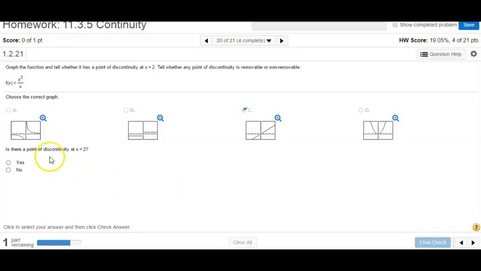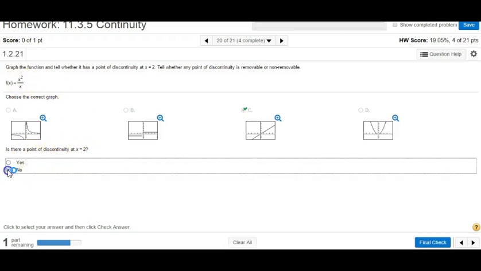In the second part, they ask if there's a point of discontinuity at 2. So whether you're looking at the graph or whether you're looking at the function, the question is: is there a problem with plugging 2 into this equation? And 2 is not a problem. The problem would be plugging in 0 because it would make an undefined function. It would create a 0 in the bottom of the fraction. But plugging in 2 is no problem at all. So is there a point of discontinuity? No, not at 2.